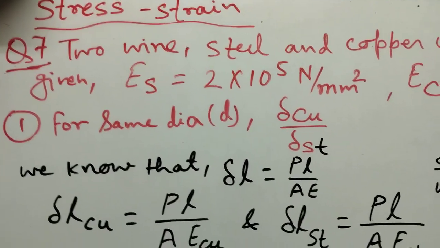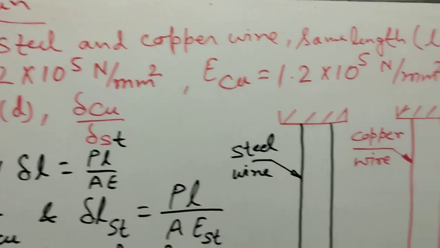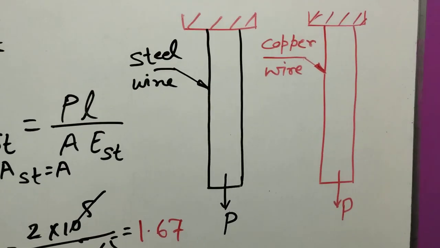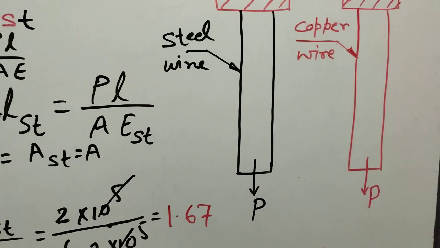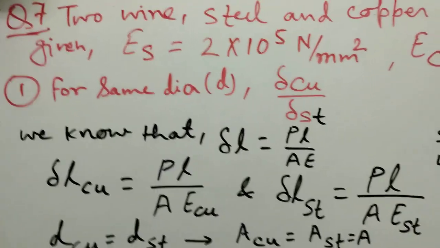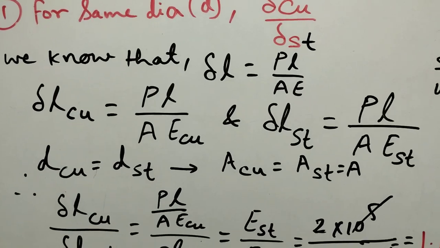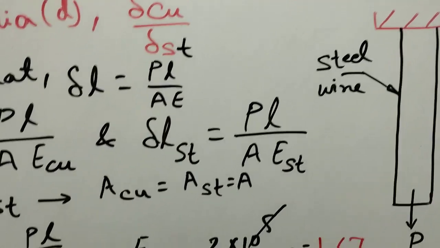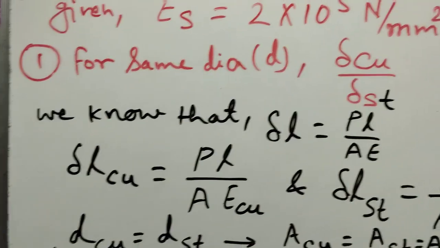We go to question number 7. There are two wires, steel wire and copper wire, which have the same length and are applied with the same load P. Length L is the same, so L_Cu equals L_St equals L. And load P is also the same load applied on the two wires. Now we know that the extension of the copper wire is PL divided by A into E_Cu, and the extension of the steel wire is PL divided by A into E_St. And the diameter of the copper wire equals the diameter of the steel wire.